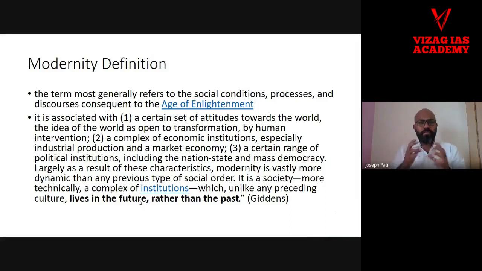Yeah. So anyway, now look at the second part of that definition, the second definition given by Giddens. It is a complex set of economic institutions. Banking is an institution. Banking is a financial institution where common people come together to either lend money or save their money, to deposit their money. And there is an institution that regulates the availability or the flow of finance and money in the society. It is a very specific institution.